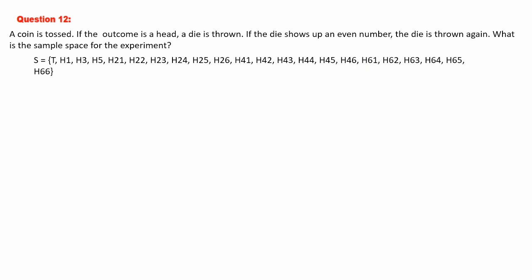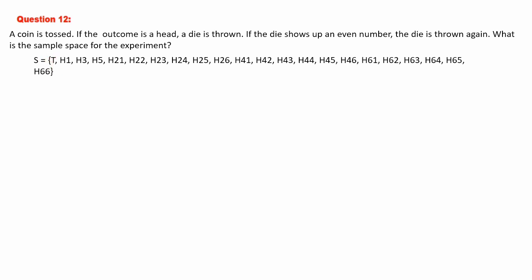Next, if you get a 6 in the second time, that is 6 is an even number, you will roll the dice again. So H61, H62, H63, H64, H65 and H66. This is the sample space. Once again, if you get a tail, no need of continuing, you will stop.